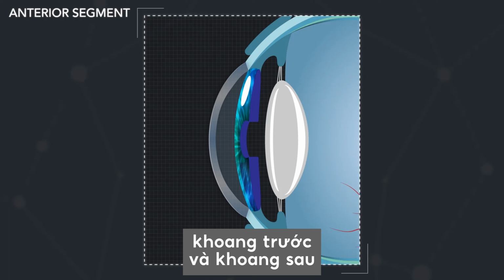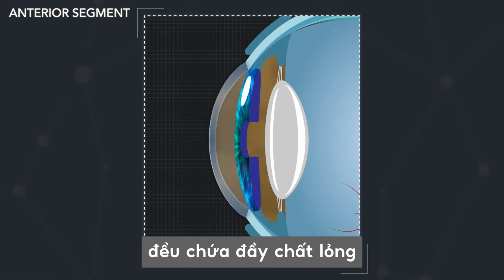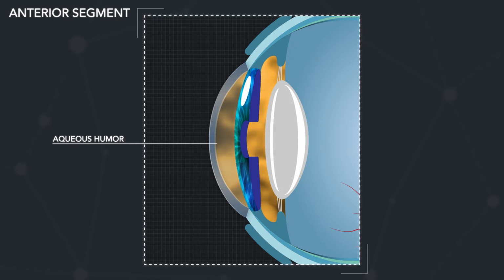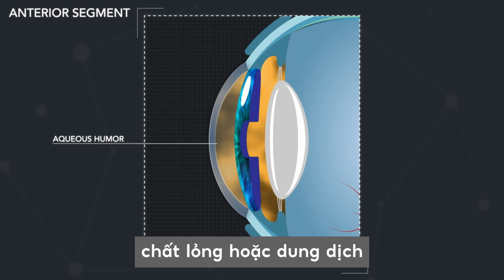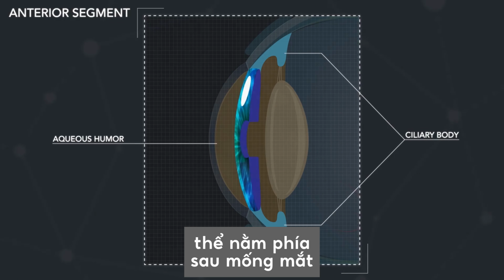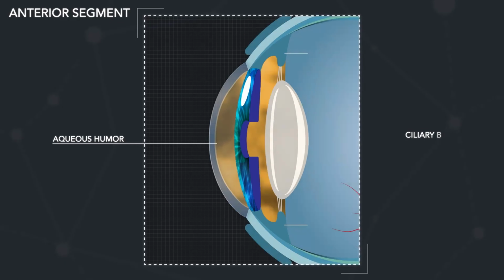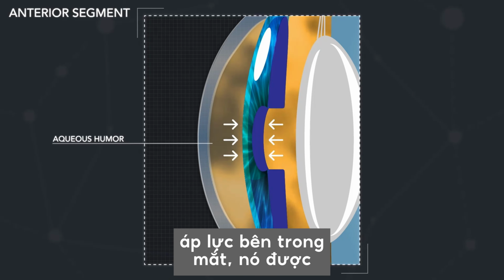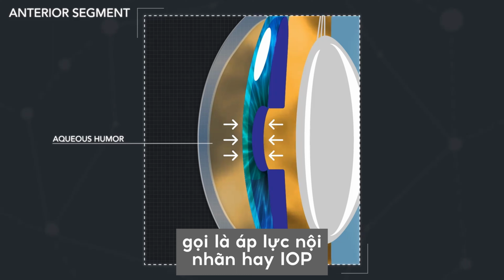The anterior and posterior chambers are both filled with a clear fluid called the aqueous humor. This fluid, or aqueous, is produced by the ciliary body, which is located behind the iris. The amount of aqueous in the eye determines the pressure inside the eye. It's called the intraocular pressure, or IOP.